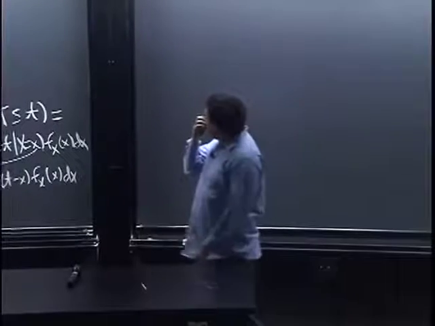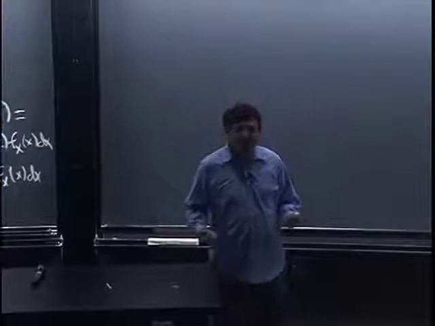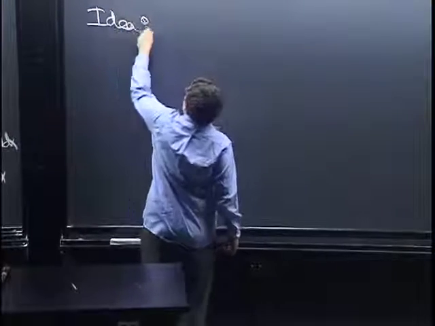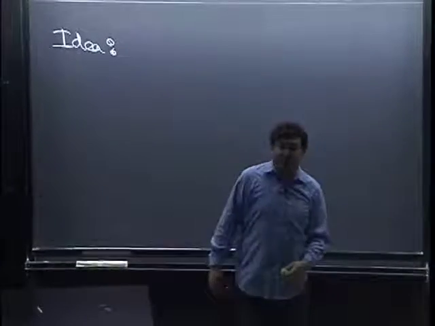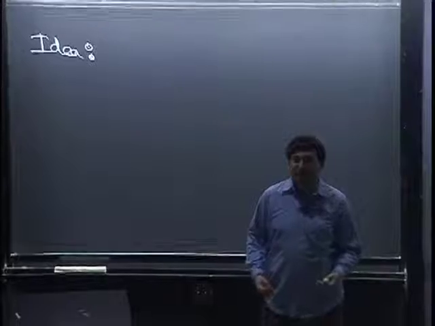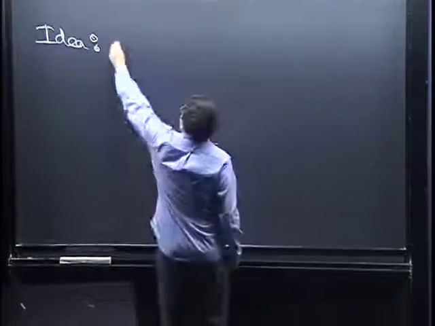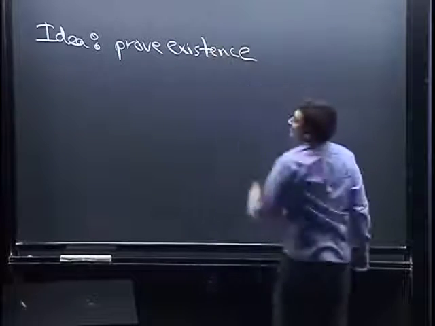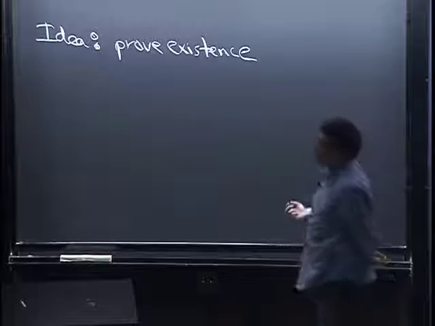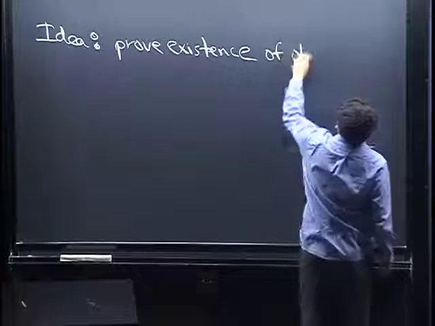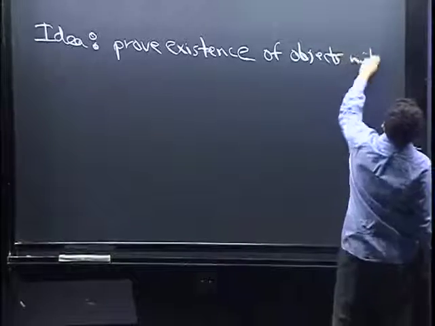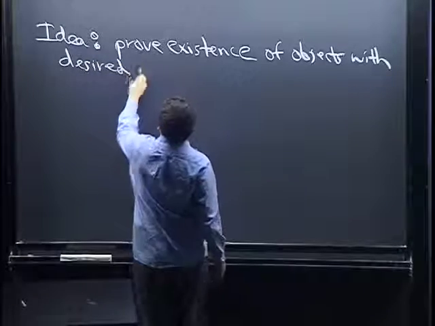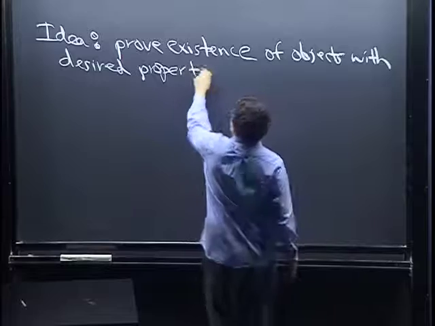So here's an idea. The idea is you can use probability to prove existence. So we're going to prove existence. What does that mean? We're going to prove existence of objects with desired properties using probability. So that's a very, very general idea.